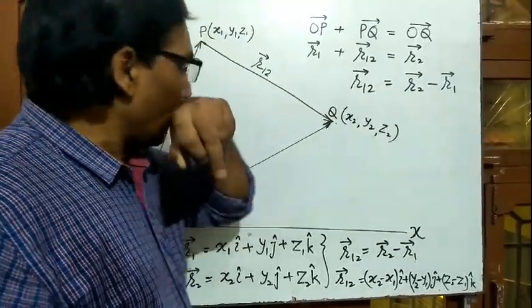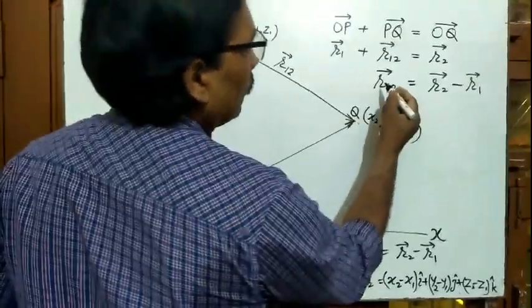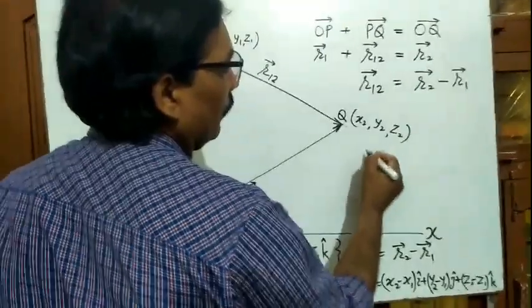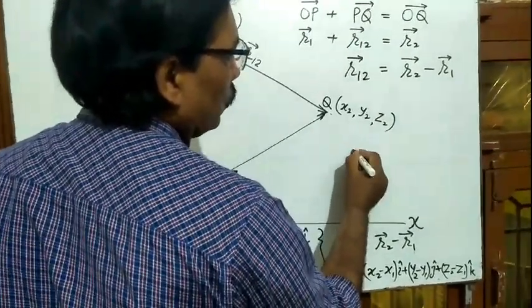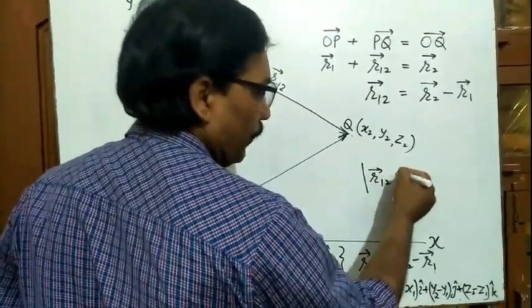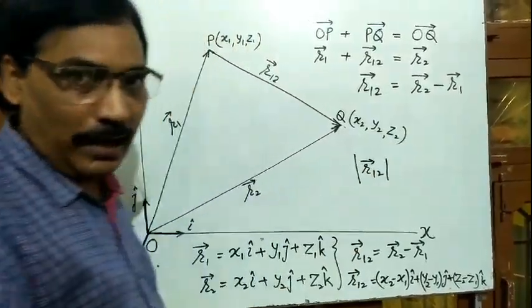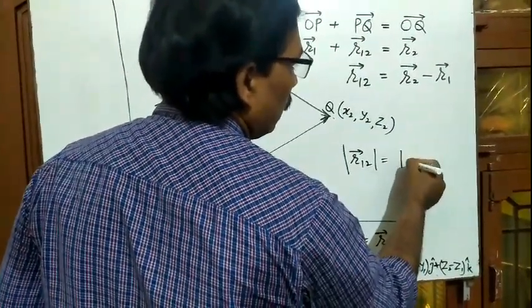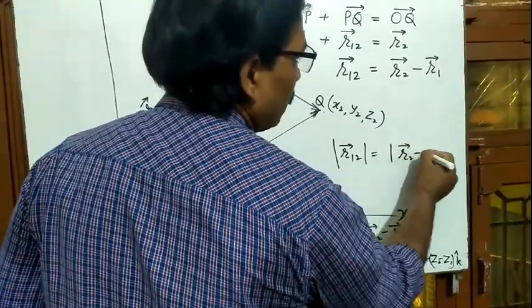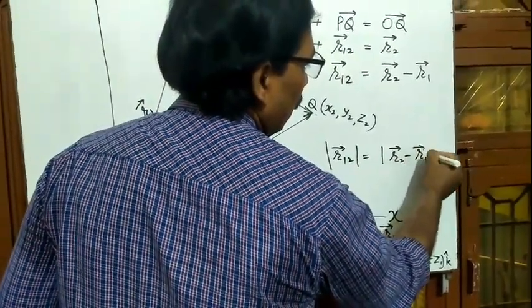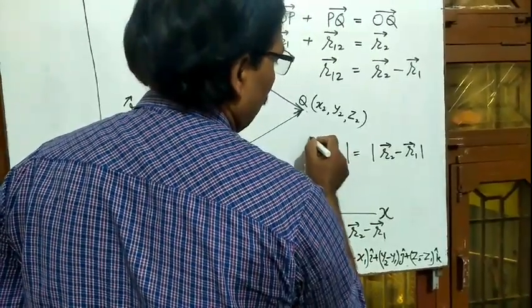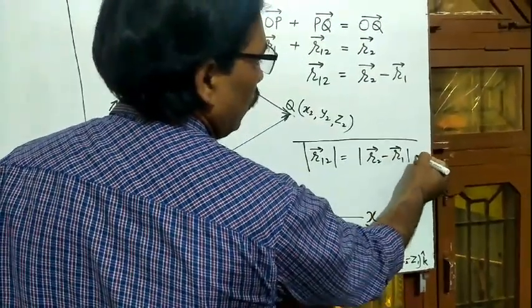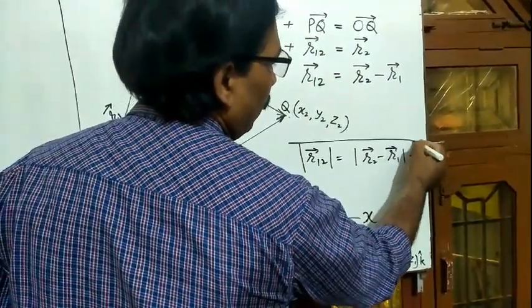Vector r12 is this much, and the magnitude of this vector, r12 cap, is equal to mod of vector r2 minus vector r1. Suppose this is equal to r.